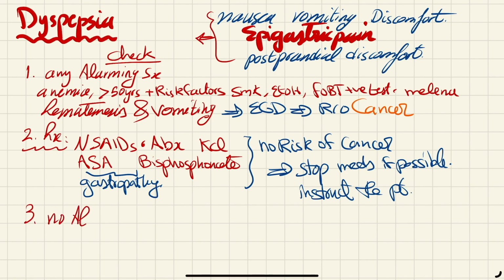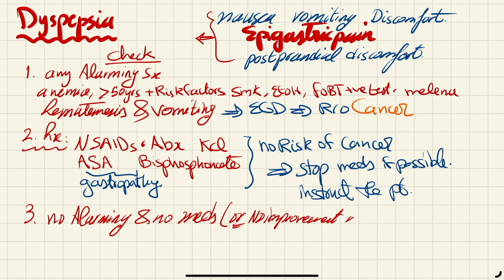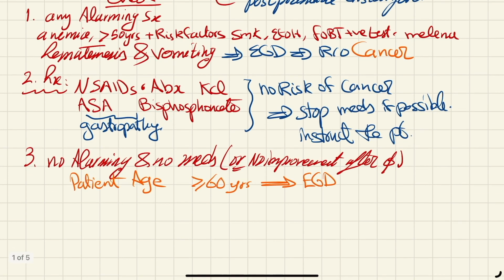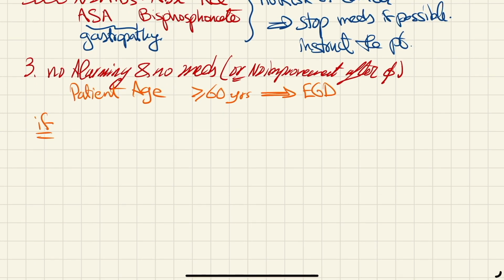Now, if you are facing a patient and you suspect dyspepsia and he has no alarming symptoms and no recent history of any of the previous medications, then you look at the patient's age. If the patient's age is more than 60, then you go with the scope. I know we said previously that if the patient's age is more than 50 we need to do a scope, but more than 50 needs risk factors like alcohol use or smoking history, then you go with a scope. Otherwise, if he has no alarming symptoms, no medication, and is more than 60, you do EGD.